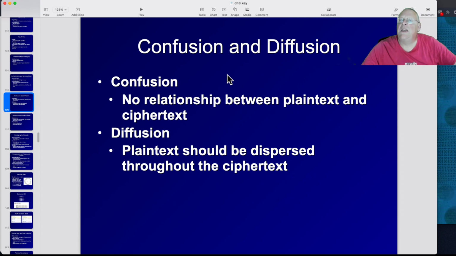Confusion is the property that there is no relationship between the plain text and the ciphertext. So changing one letter of the plain text will change a lot of letters scrambled all over the ciphertext. So you will not find a pattern in the ciphertext that's directly related to patterns in the input. Diffusion is a similar thing. Plain text should be distributed throughout all the ciphertext. These are desirable properties of a good cryptographic system.